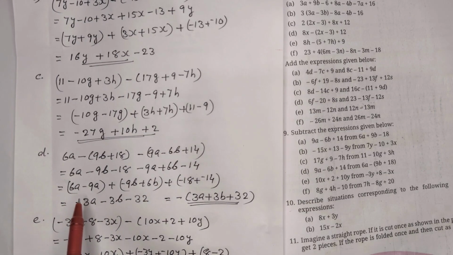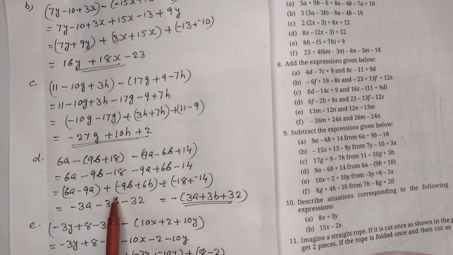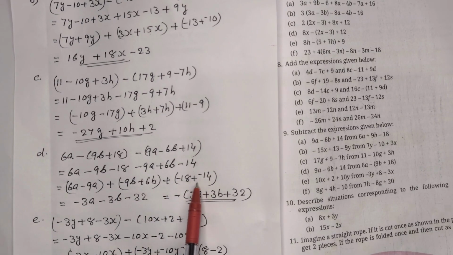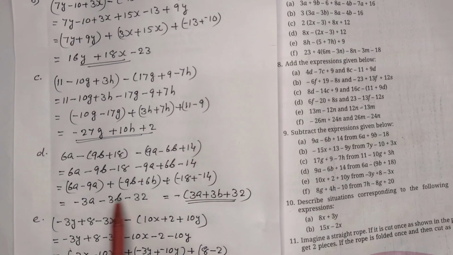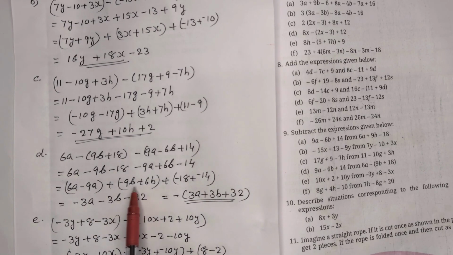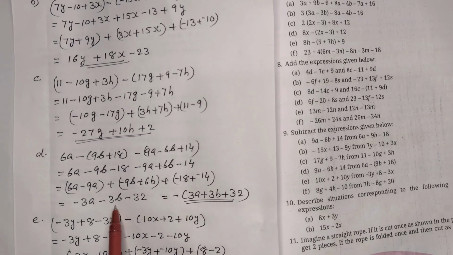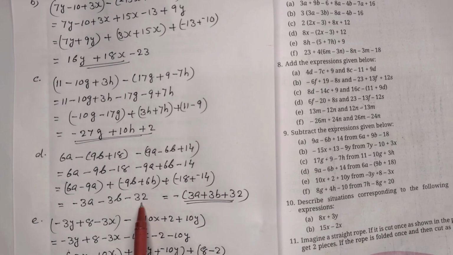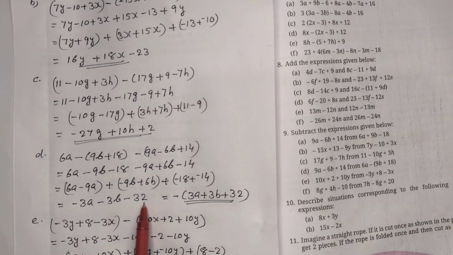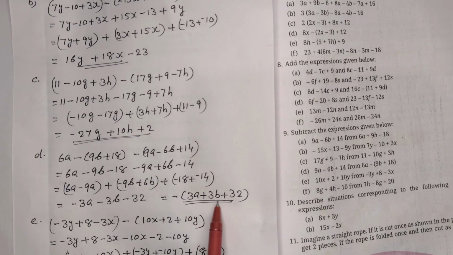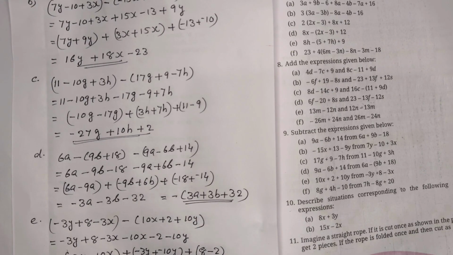Like terms together: 6a minus 9a, plus minus 9b plus 6b, and minus 18 plus minus 14. Here 6 minus 9, that is minus 3a. Minus 9 plus 6, minus 3b. Minus 18 plus minus 14, minus 32. All the three terms contain minus sign, so that we can take as common. Minus into 3a plus 3b plus 32.